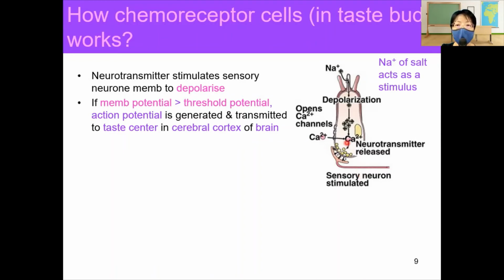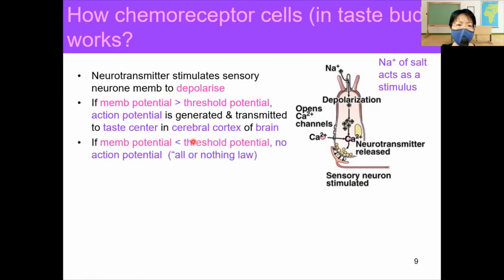Okay, so when it stimulates, this neuron will depolarize, right? So the membrane potential will increase. When the membrane potential is higher than threshold potential in the sensory neuron, then an action potential will be generated and transmitted to the taste center in the cerebral cortex of our brain. So it goes to the brain so we can know what we are tasting. Okay.